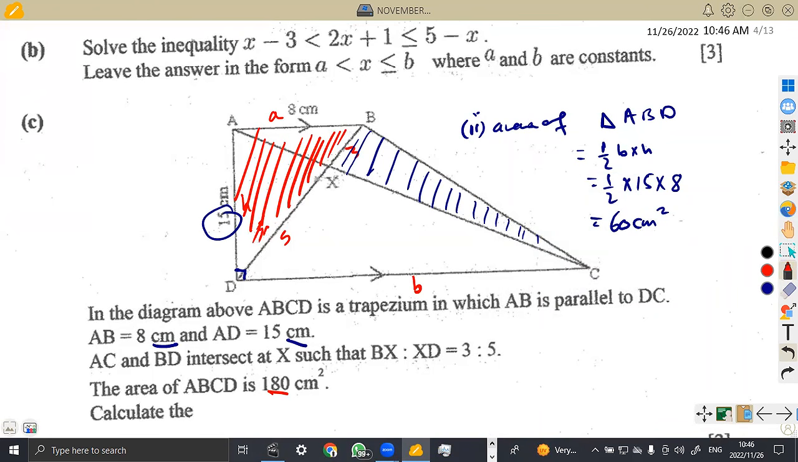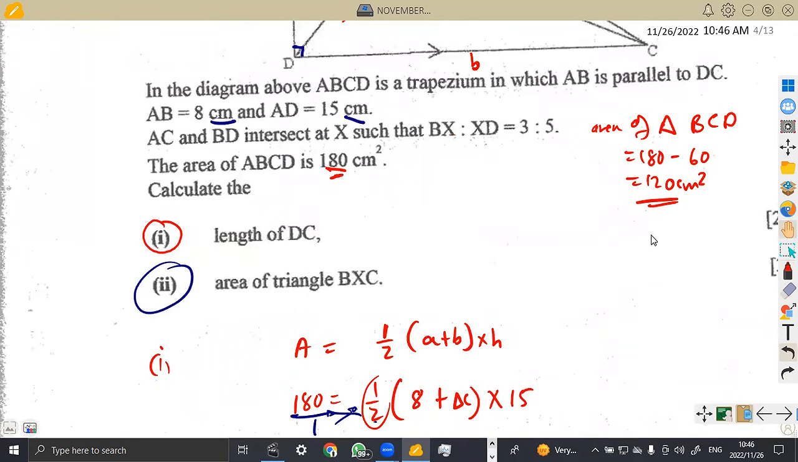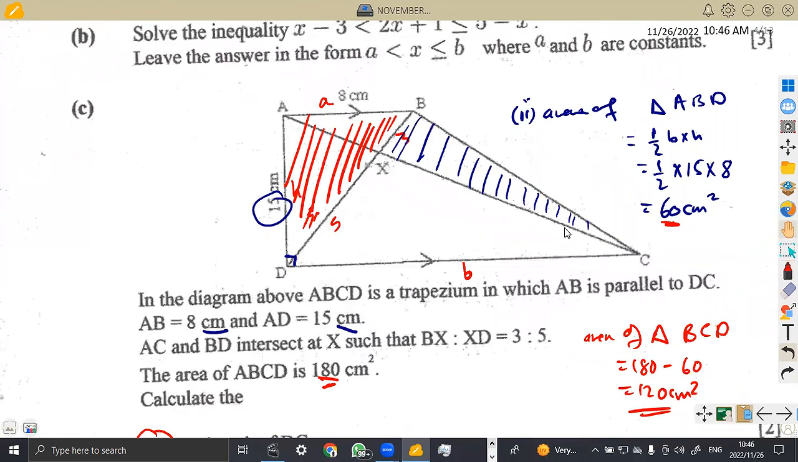So if we are to remove the 60 square centimeters from the 180, because the whole trapezium has got 180, that means the area of triangle BCD is going to be 180 square centimeters minus 60 square centimeters, which is 120 square centimeters. This is not the area that we are asked, because the question is for us to calculate the area of triangle BXC, which is the one that I shaded here.